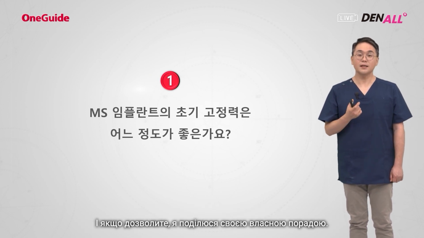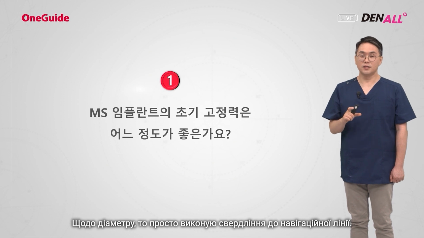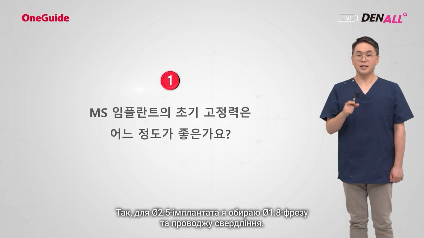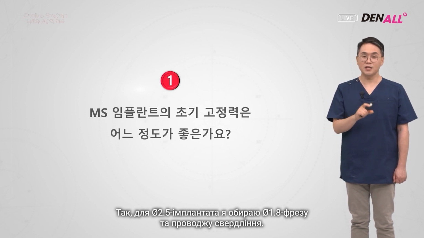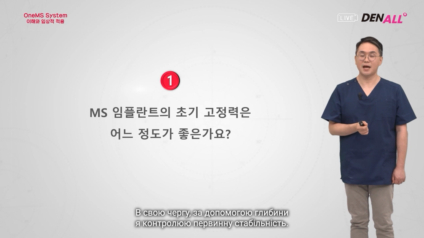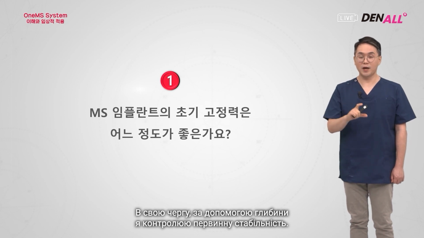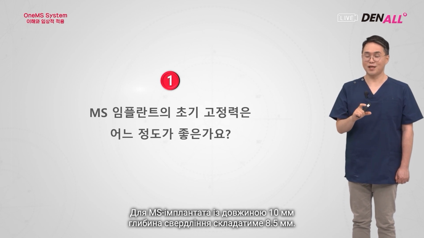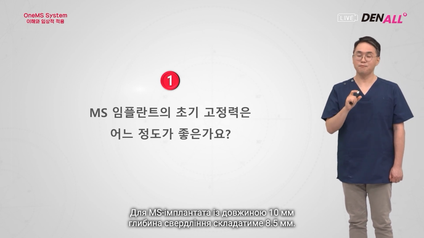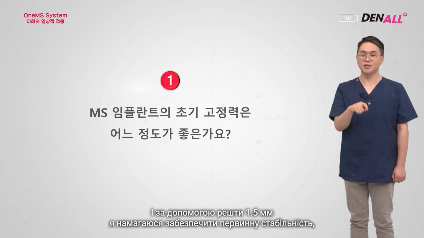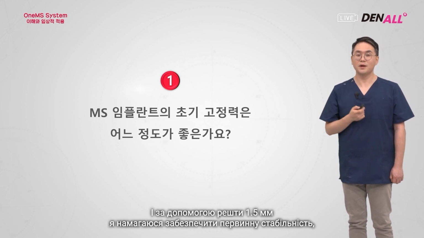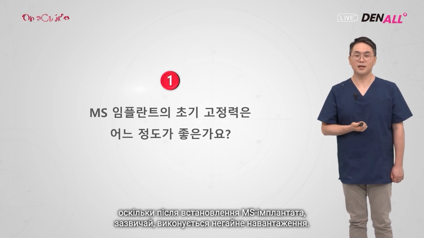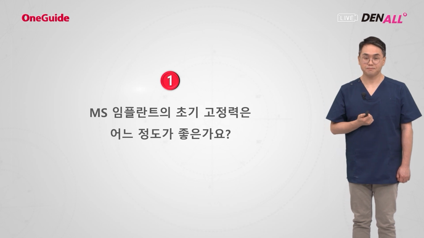And if I may share my own tip, for diameter, I just drill up to the guided line. So for a 2.5 implant, I drill up to 1.8. Using the depth, I control initial stability. For a 10 millimeter MS implant, the drilling depth will be about 8.5, and using the remaining 1.5, I try to secure initial stability, because after placing an MS implant, usually you have to do immediate loading.